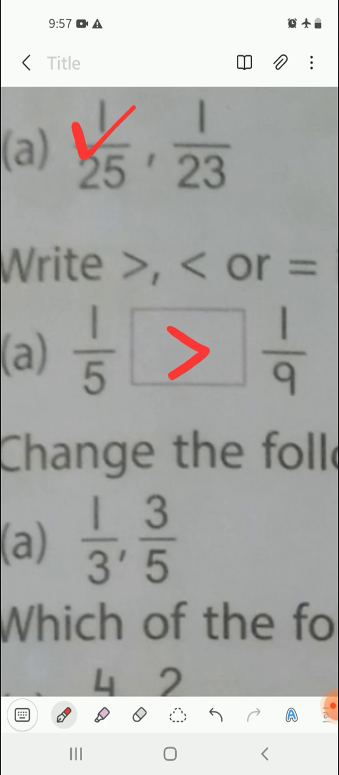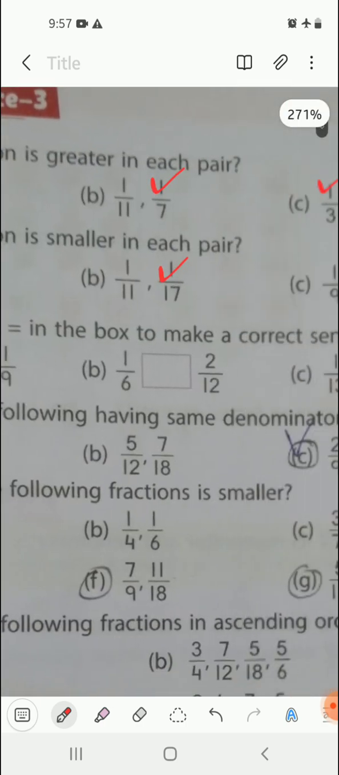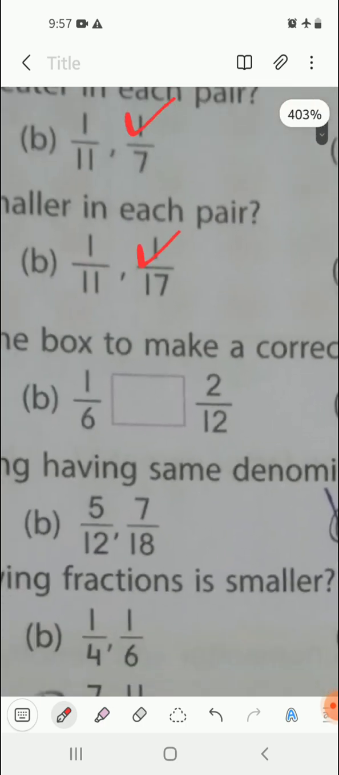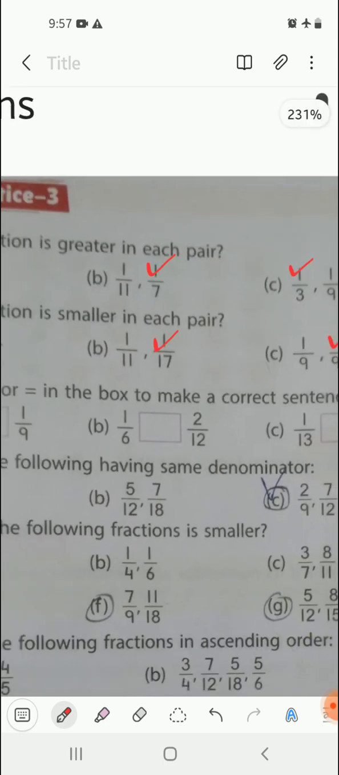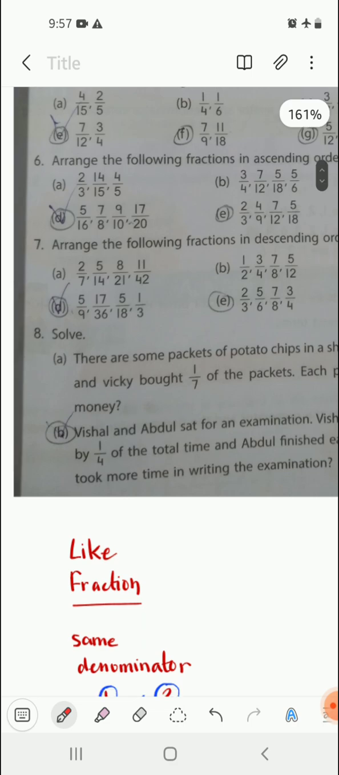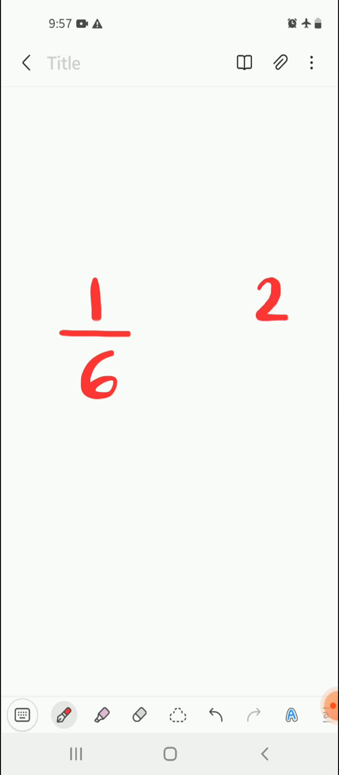Next, number 3B. 1 by 6 and 2 by 12. Now both are different. We first have to convert them into like fractions. How are we supposed to do it? See, 1 by 6 and 2 by 12.